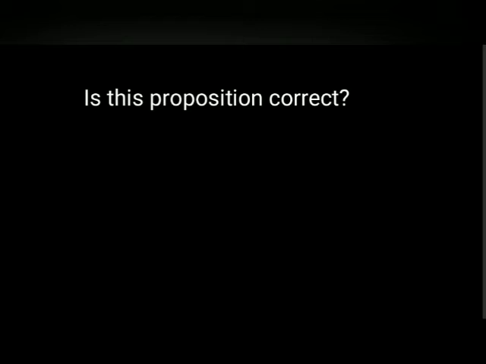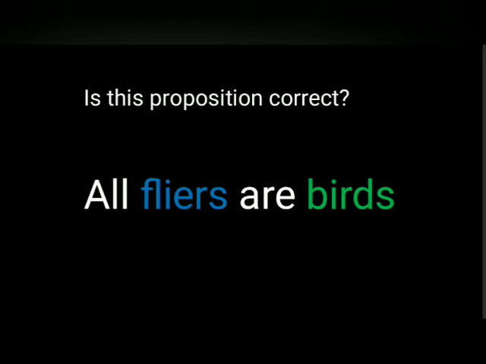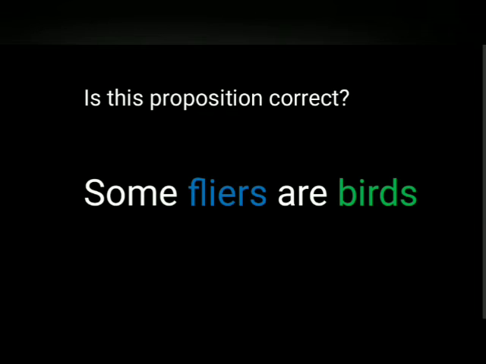Now, let's check if this proposition is correct. All flyers are birds. What do you think? Obviously, this is wrong because not all flyers are birds. We have flying insects, we have bats, and that means this is a hasty generalization. In order to correct this, we need to change all to some. Some flyers are birds. And of course, this makes sense now. Some flyers are birds, some flyers are not birds. This is what we call a particular affirmative proposition.